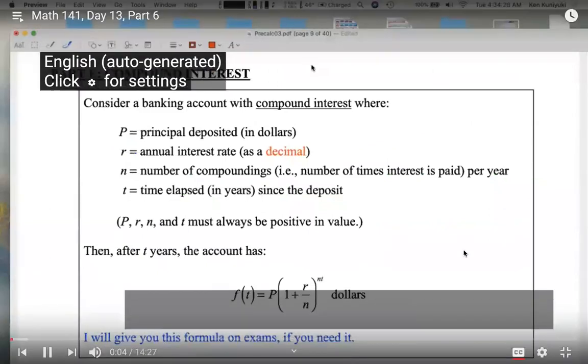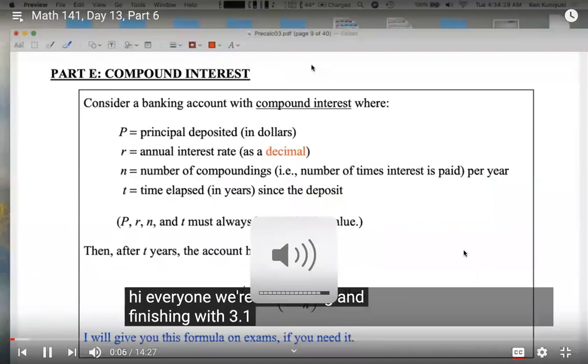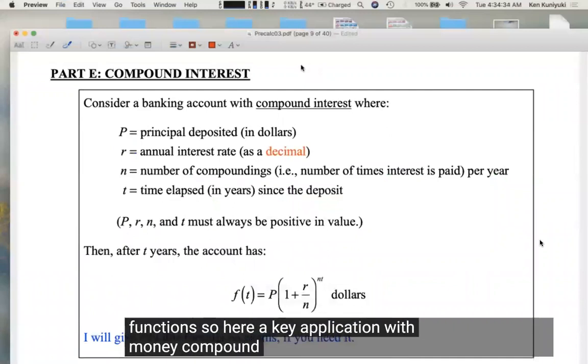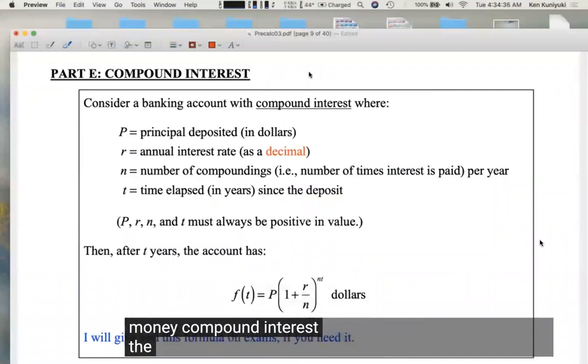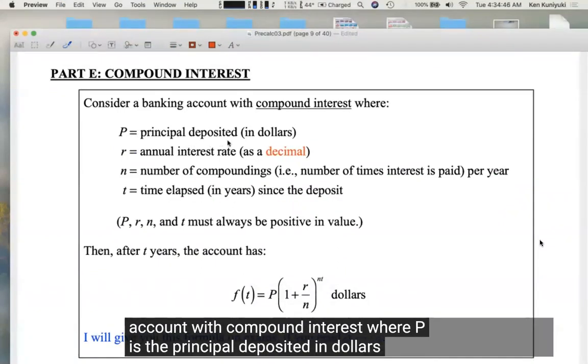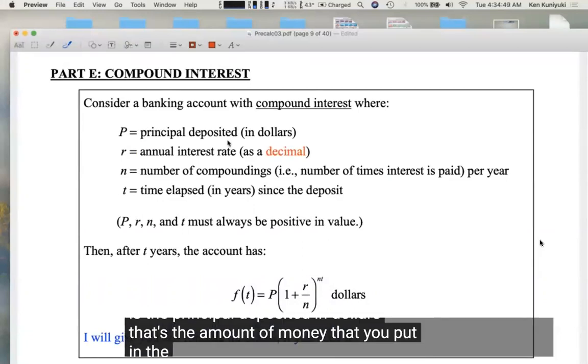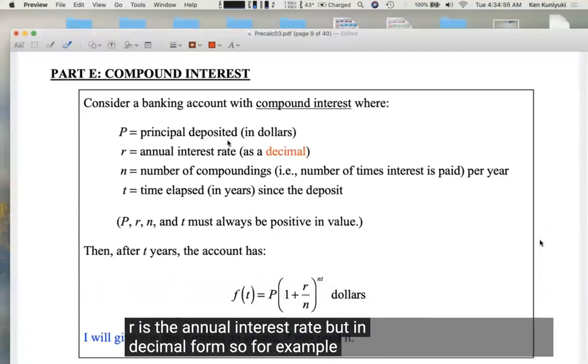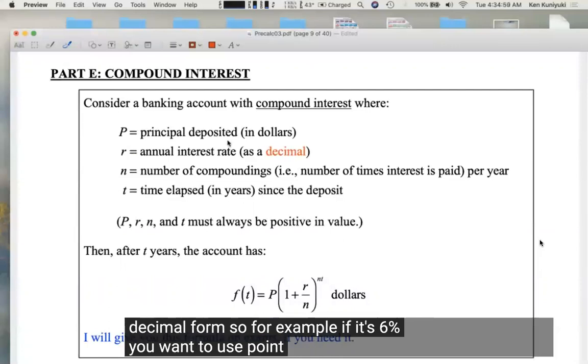Hi, everyone. We're continuing and finishing with 3.1 on exponential functions. So here, a key application with money, compound interest: the idea that interest can be paid on interest. So let's consider a banking account with compound interest, where P is the principal deposited in dollars. That's the amount of money that you put in the bank or that you borrow in a loan. R is the annual interest rate, but in decimal form. So for example, if it's 6%, you want to use 0.06, not 6 in the formula.